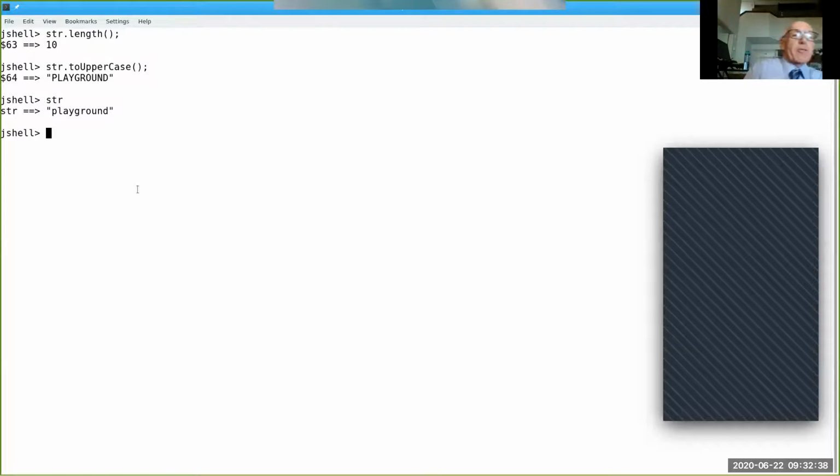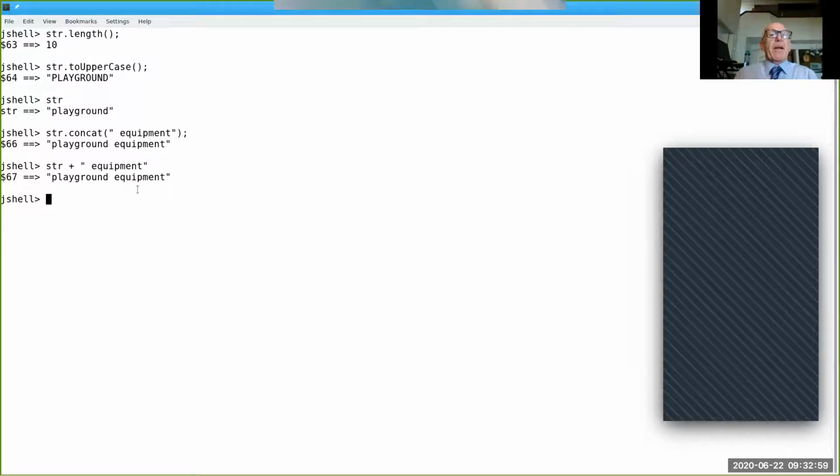Let's see what I can do here. There's also string.concat, and that's the same as the plus sign, really. So you may use the concat method if you want to, but most people will use the plus sign to add strings together. Okay, this is a good place to stop.